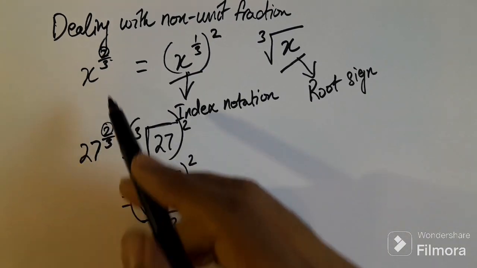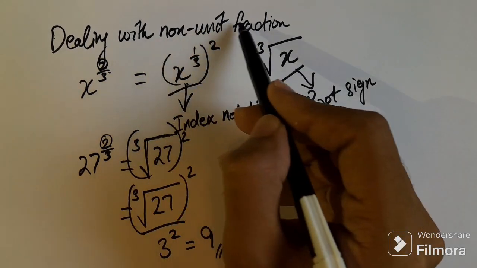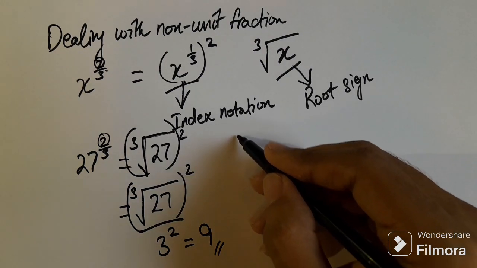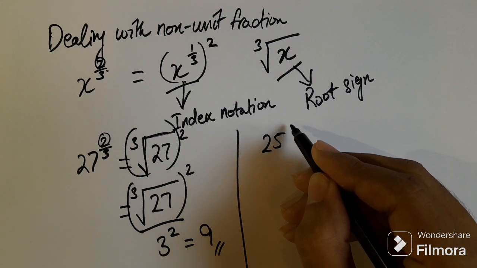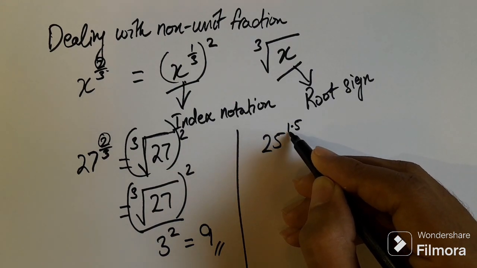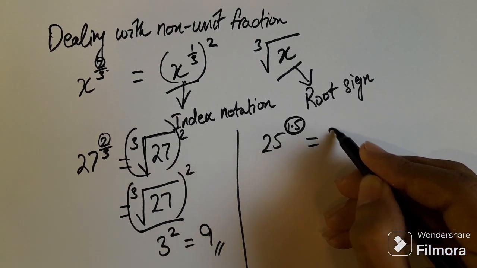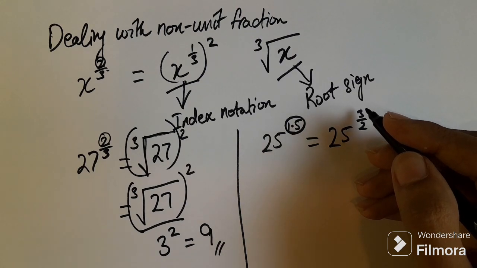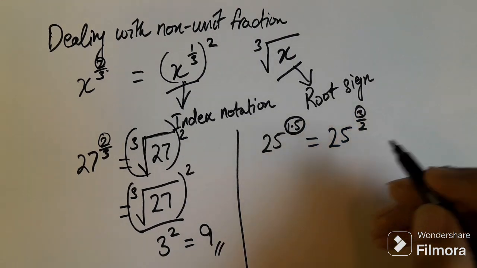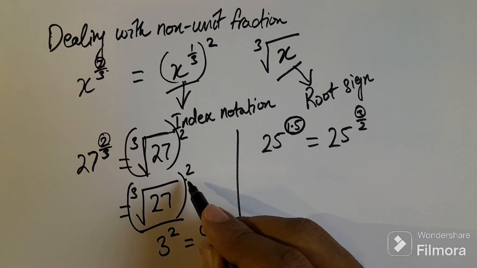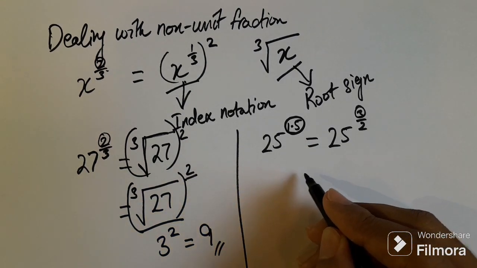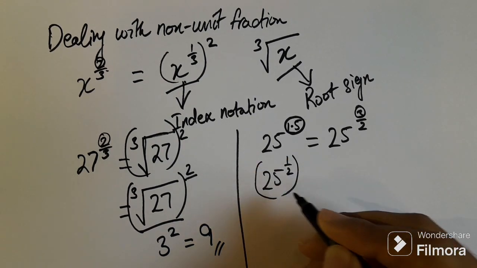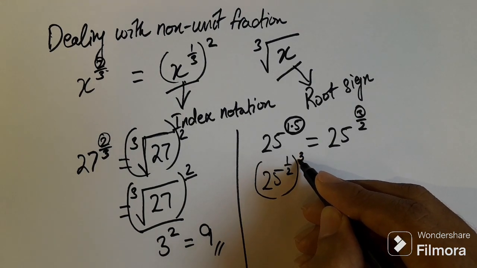This is how we will deal with non-unit fractions. Next example: if we have 25 to the power of 1.5, first we will make this a fraction, so this will be 25 to the power of 3 over 2. Then we will move 3 outside, so we will write 25 to the power of 1 over 2, brackets closed, to the power of 3.